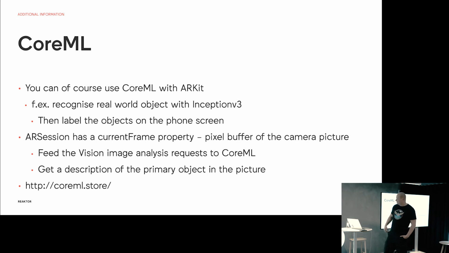And there's this CoreML store site that has different models that you can see if something is useful for you. This AR session has a current frame property, which has a pixel buffer of the camera picture. And you just feed that as a Vision image analysis request, give it to CoreML, and then CoreML gives you back a description of what the object is. It's a hammer. It's fairly straightforward.